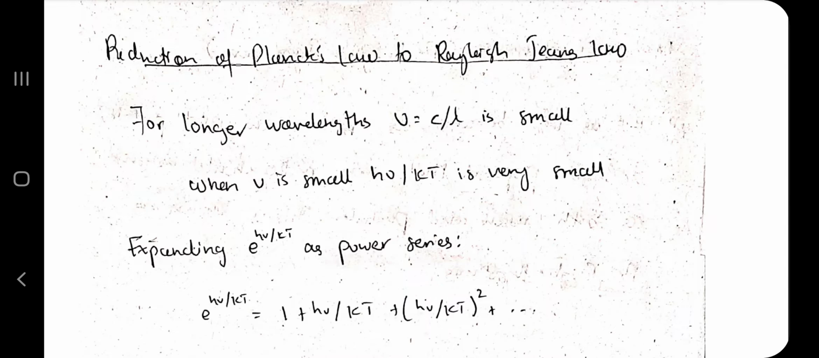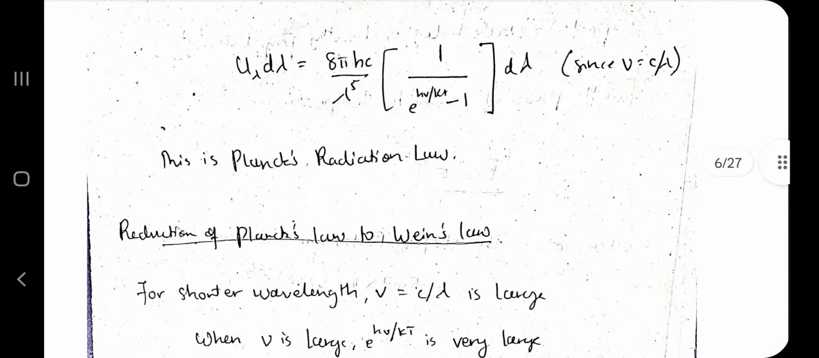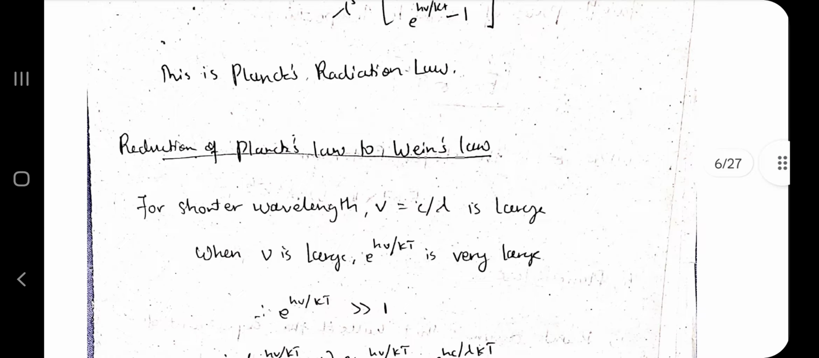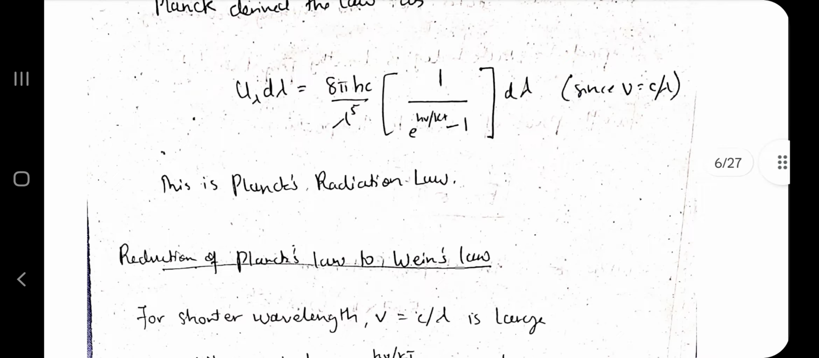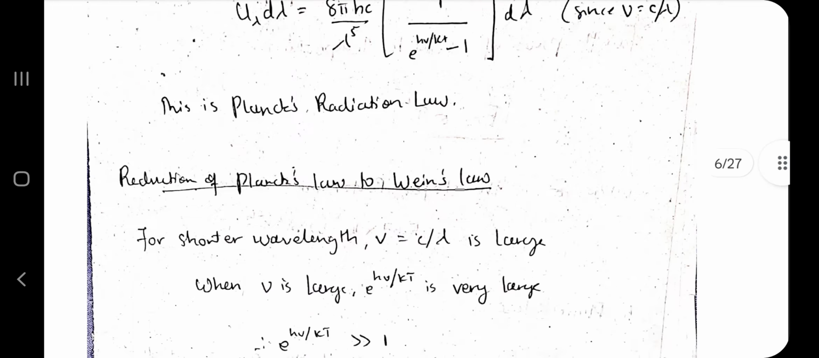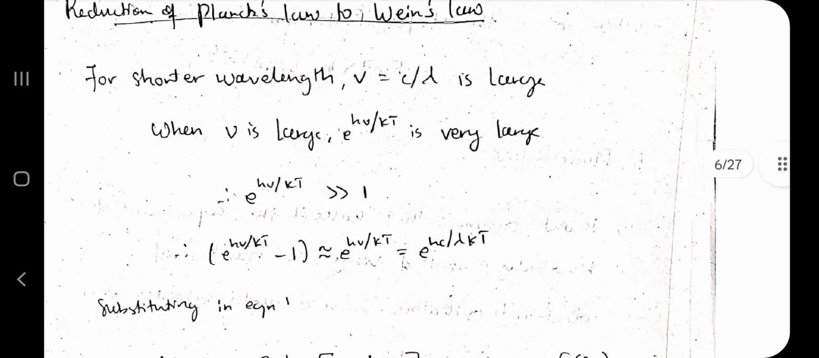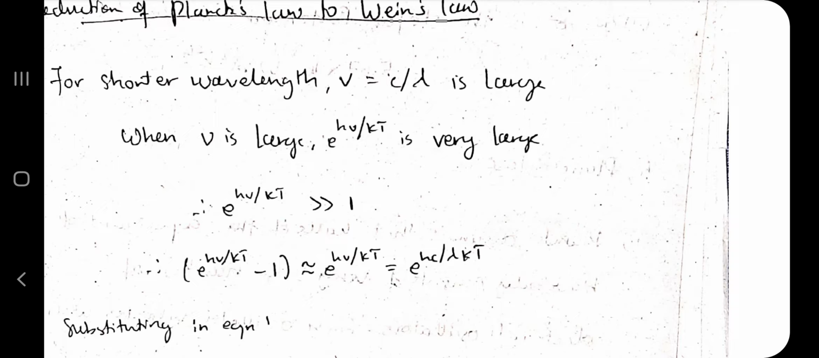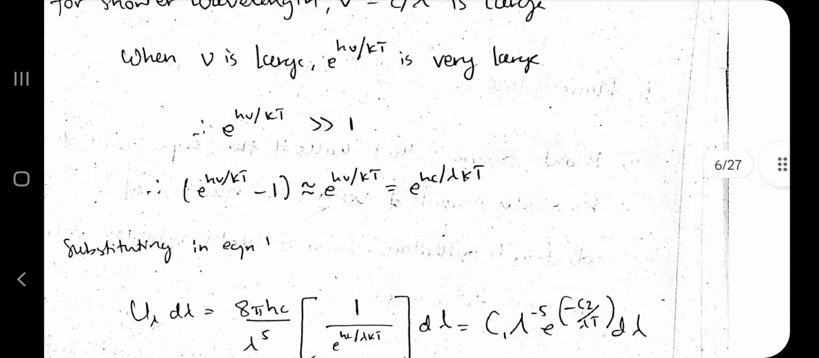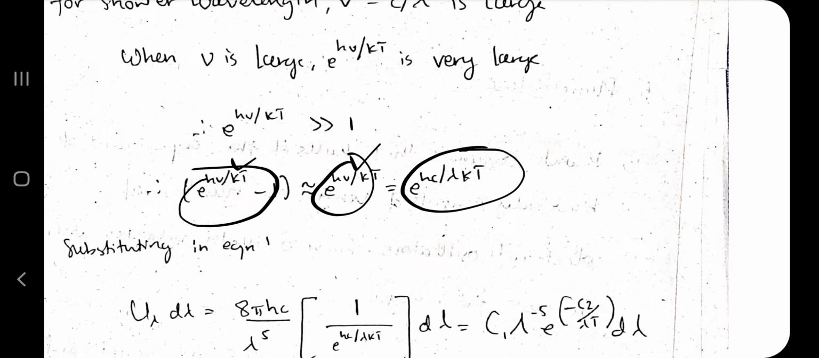So by using the equation of Planck's law, we will reduce it to Wien's law. Let's see how we can derive it. First, for shorter wavelength, v equal to c by lambda is large, because if the wavelength is shorter, the value of this will be larger. So when v is large, this exponential term will be very large, very much greater than 1. Subtracting 1 from a very large value gives the same value itself.